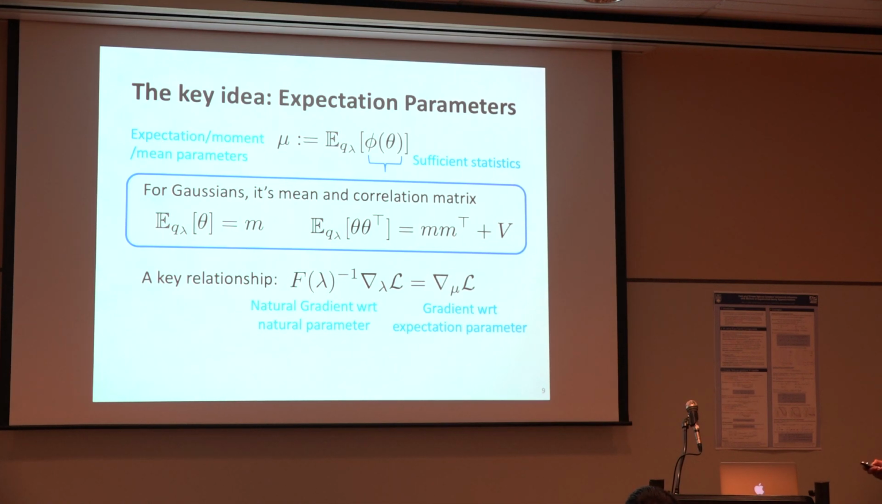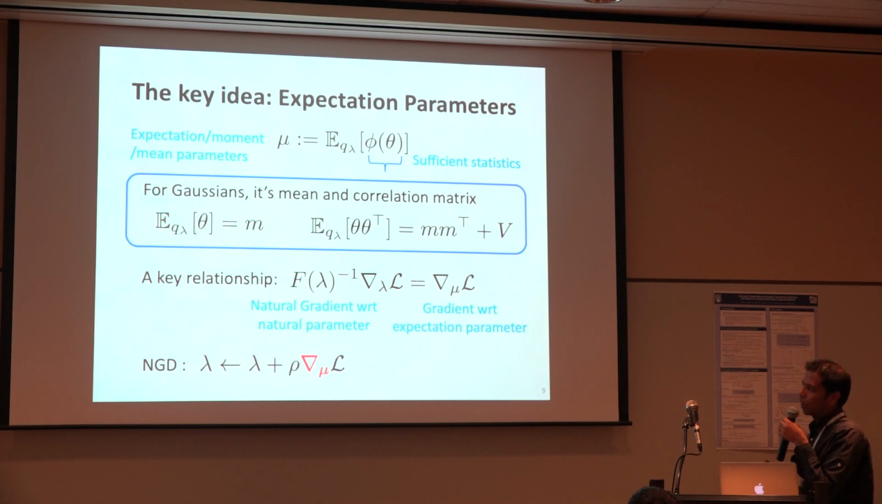Why this is useful is because this gives us an alternate way to compute the natural gradient. Basically, the key relationship is that if you want to compute the natural gradient with respect to natural parameters, you can compute it by just computing the gradient with respect to the expectation parameter. This happens because of the duality between the expectation parameter space and the natural parameter space. This relationship has actually been known for a while. And if you substitute this in the natural gradient update, it gives you a very simple update where you're performing the gradient updates in the natural parameter space, but your gradient computation happens in the expectation parameter space.